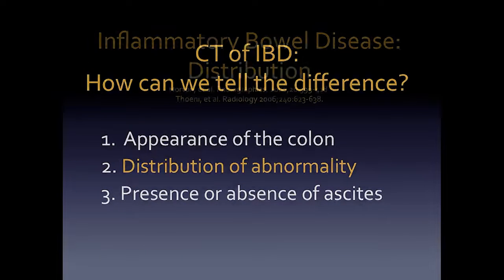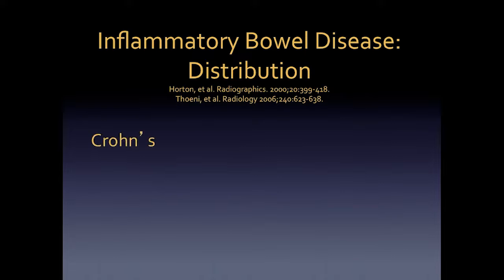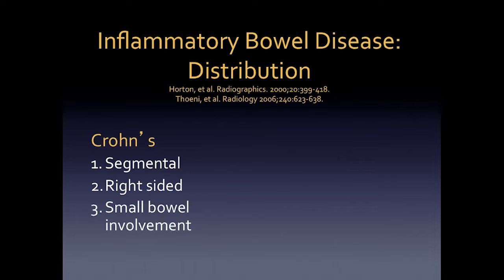Distribution of abnormality can also be helpful. So in Crohn's disease, we expect to see abnormalities that are segmental, that skip areas. It tends to be predominantly right-sided, and we, of course, can see small bowel involvement. Also, I think this gets a little bit less attention and is actually one of the most useful distribution signs: Crohn's disease tends to involve bowel eccentrically, and I'll tell you what I mean by that in a moment.